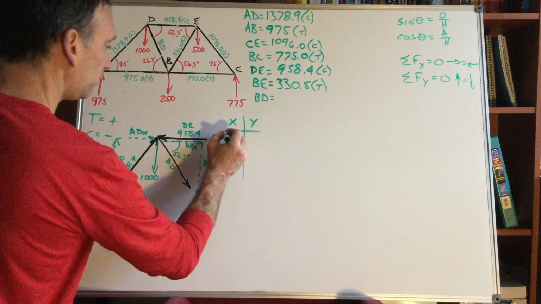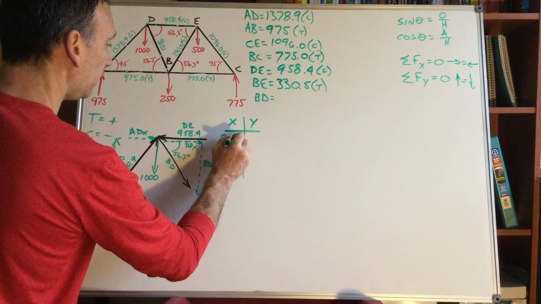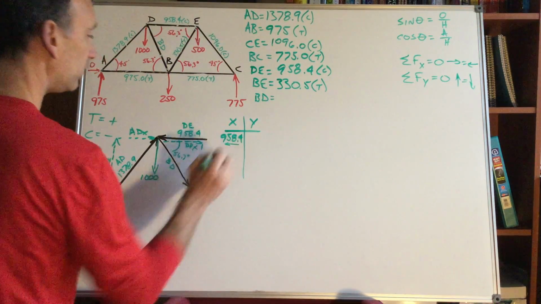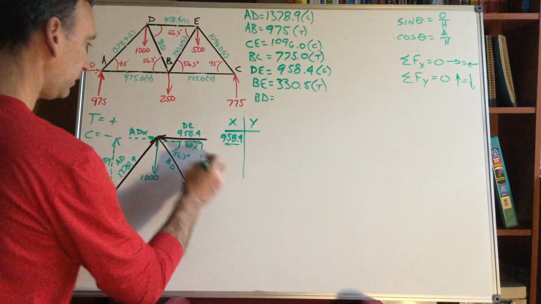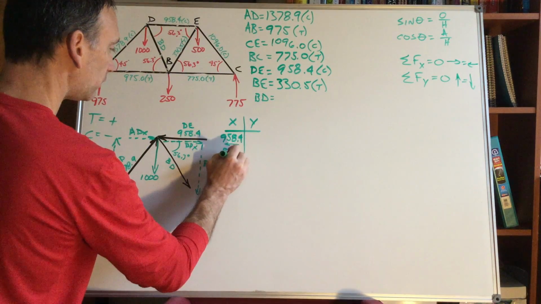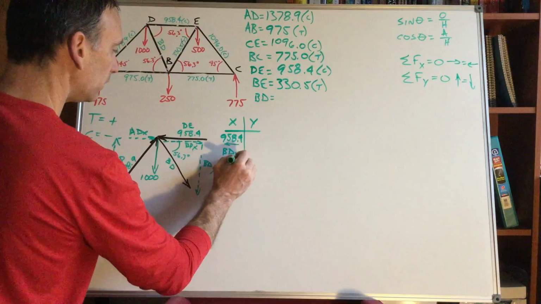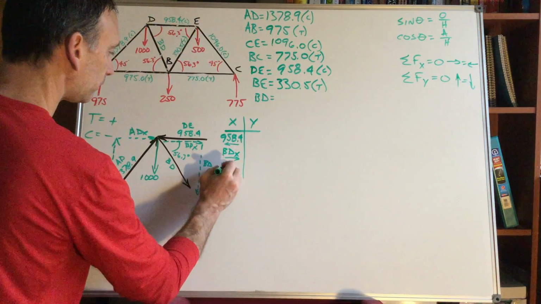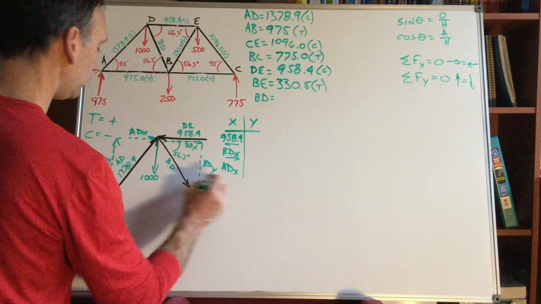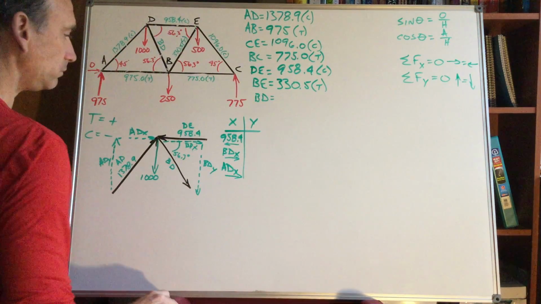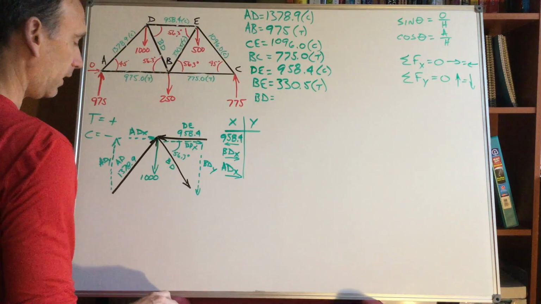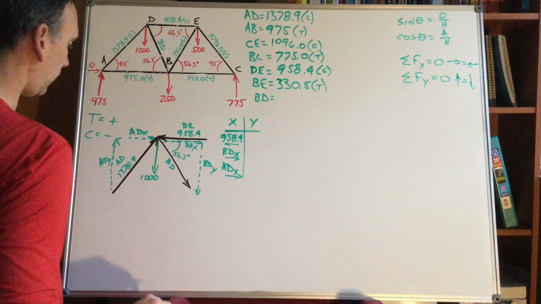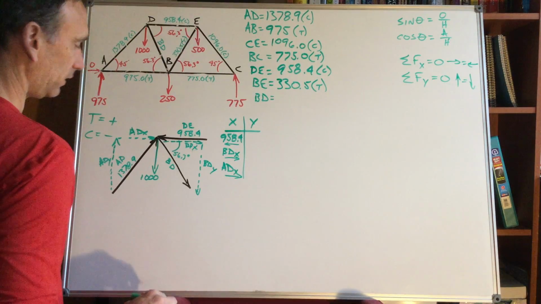In the X direction, we have 958.4 right here. That is pointing in that direction. We have BDX, which we believe is going that way. We have ADX, which is going this way, which we actually can easily solve for by using sine if we want, or cosine, either one.